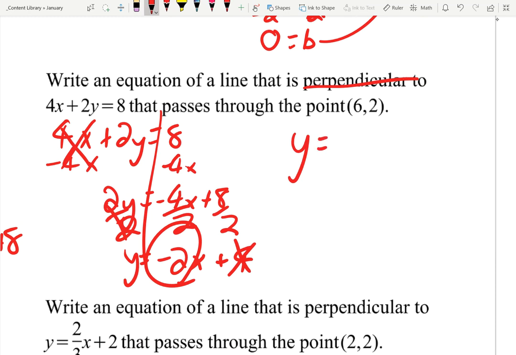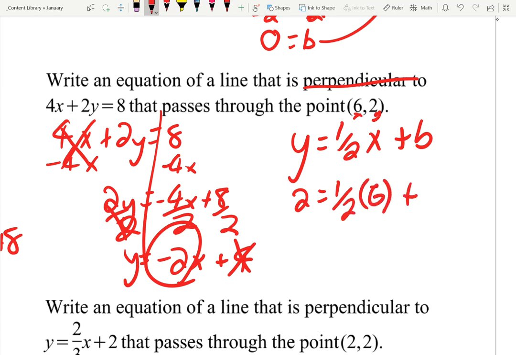So my equation is y equals 1/2 x plus b. And remember, you don't ever know what this b value is right away. You have to plug the point in to find out what the b value is. So we're going to plug 6 in for x and the 2 in for y. So this is going to be 2 equals 1/2 times 6 plus b. Now, 1/2 of 6 is 3. So this is 2 equals 3 plus b.